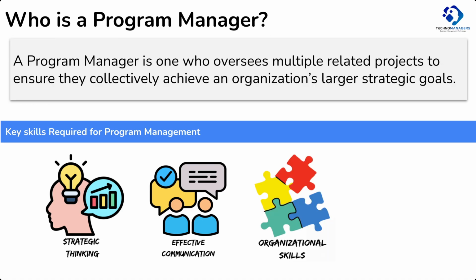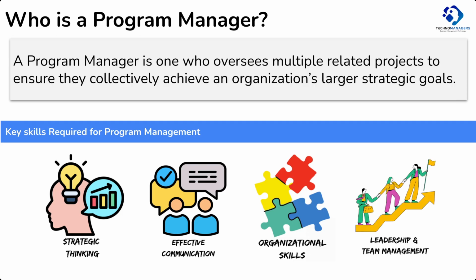The third is organizational skills. See, because program managers are overseeing multiple interconnected projects, each has its own deadline, resources, stakeholders. So they are really managing all this complexity and hence they require all the organizational skills because they should be able to juggle multiple priorities without losing sight of the big picture.